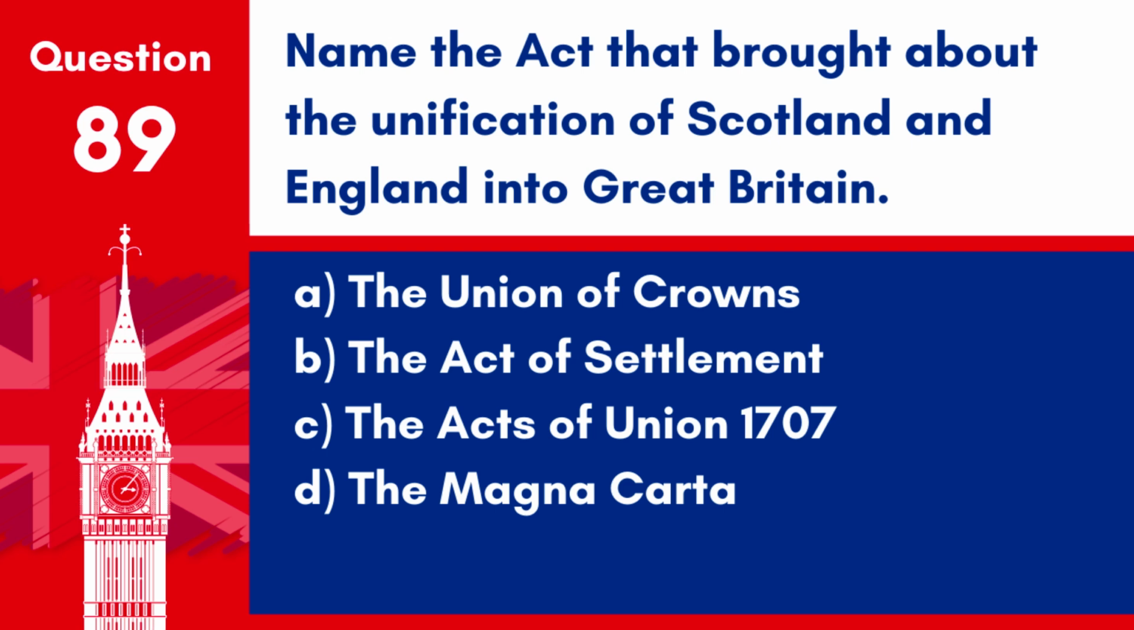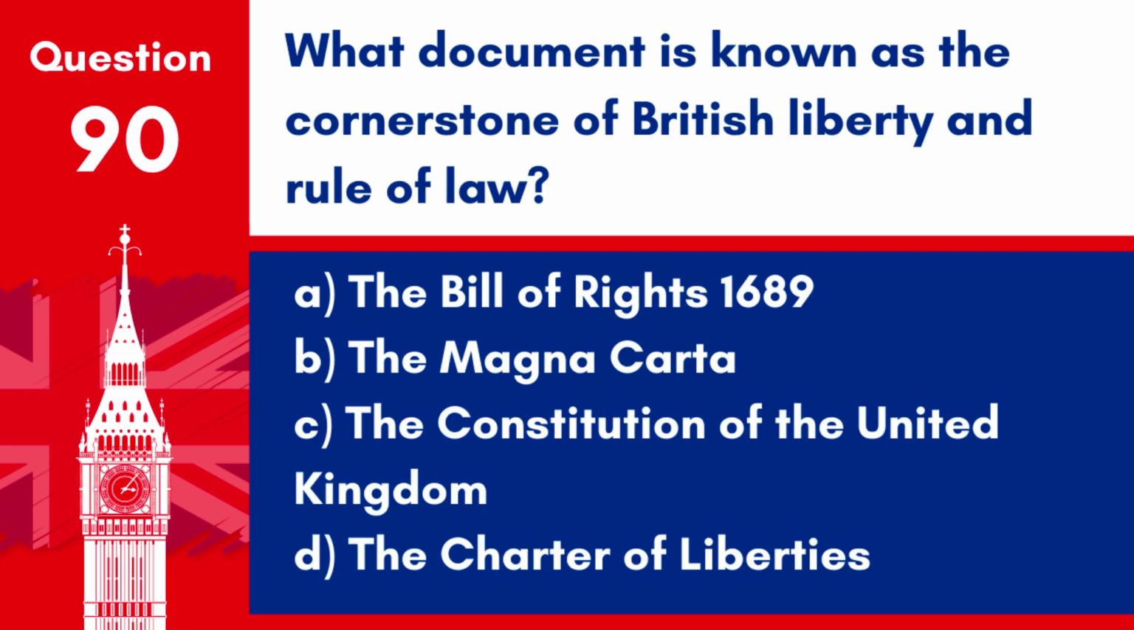Question 89. Name the act that brought about the unification of Scotland and England into Great Britain. A. The Union of Crowns. B. The Act of Settlement. C. The Acts of Union 1707. D. The Magna Carta. Answer: C. The Acts of Union 1707. The Acts of Union in 1707 brought about the unification of Scotland and England into a single sovereign state known as Great Britain.